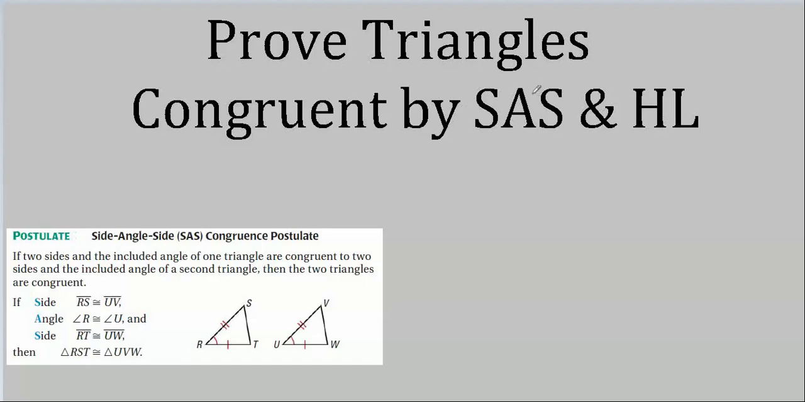SAS, what does that mean? Side, angle, side. In other words, if we have two sides and the angle in between, that's called the included angle. And it makes a difference. You can't just say that two sides and any old angle are congruent. That won't work. The angle between the two congruent sides, that's what works.